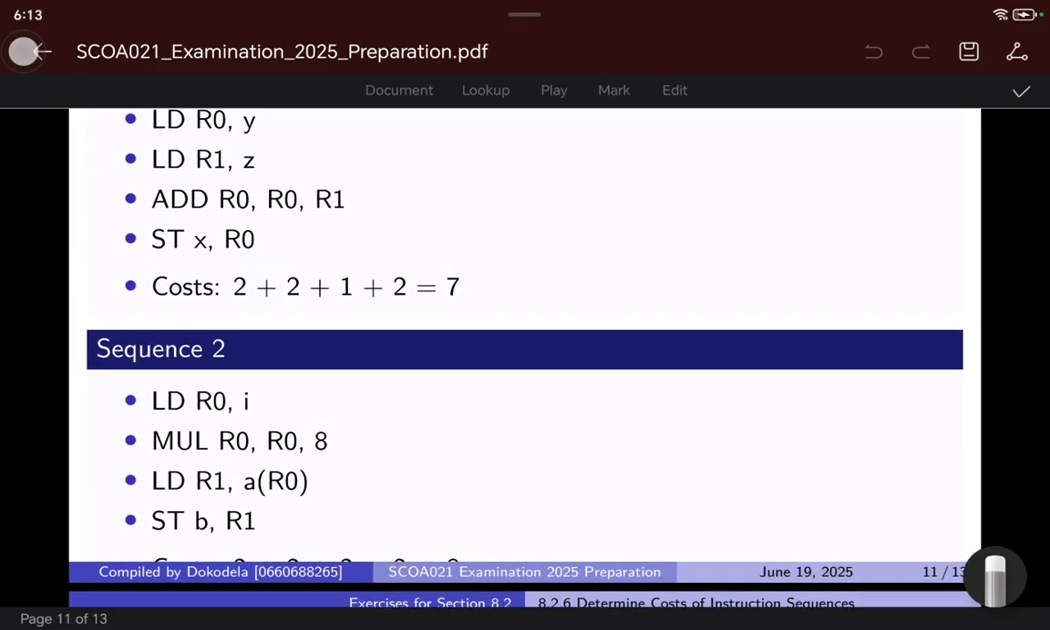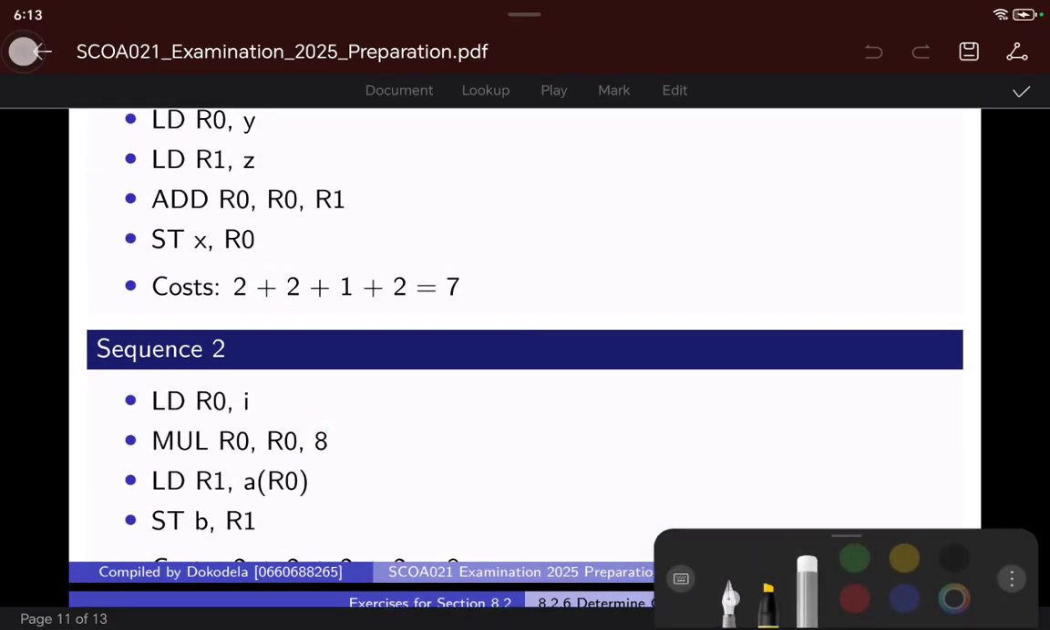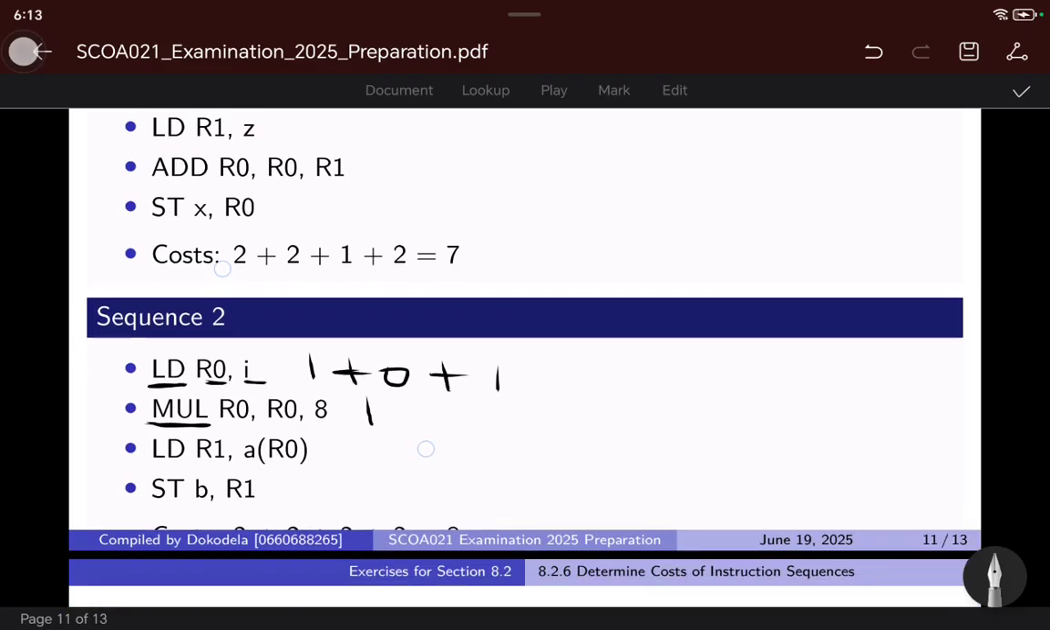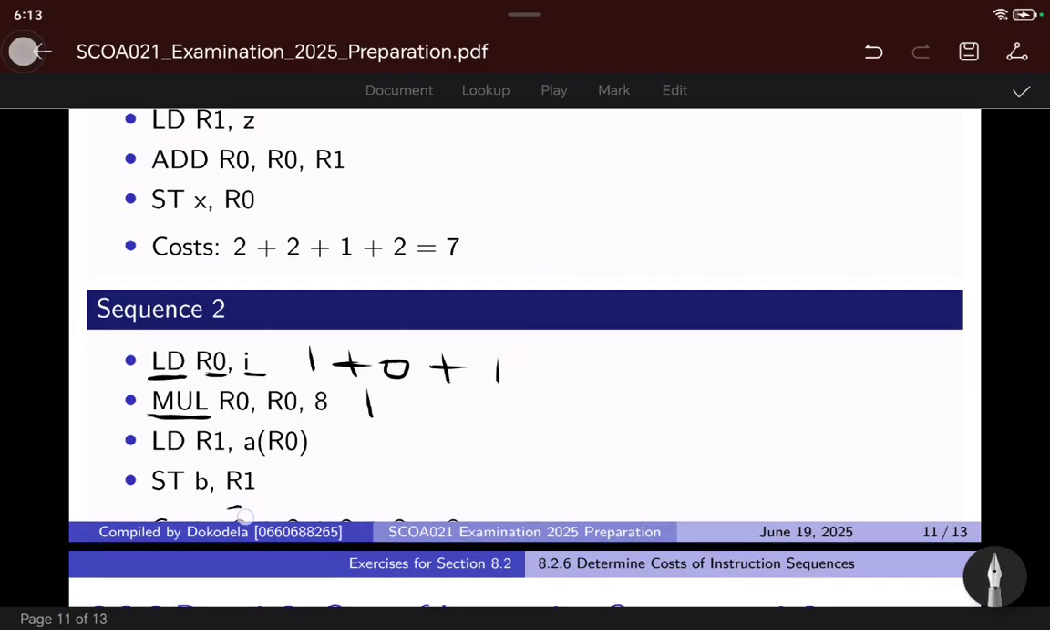So number 2, we look at this. We have load, which is 1. We have register, which is 0. We have I, which is 1. That's an absolute. And then we have multiple, which is 1. If you check, that one is 2. It was supposed to be 2 plus 2 plus 2 plus 2, which is 8.